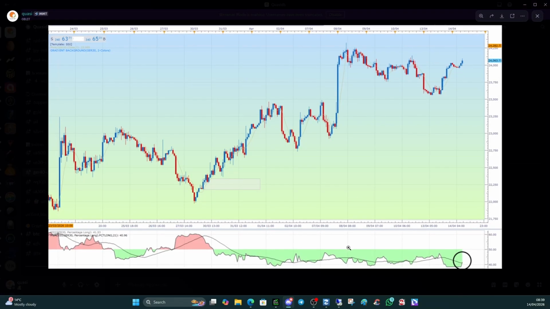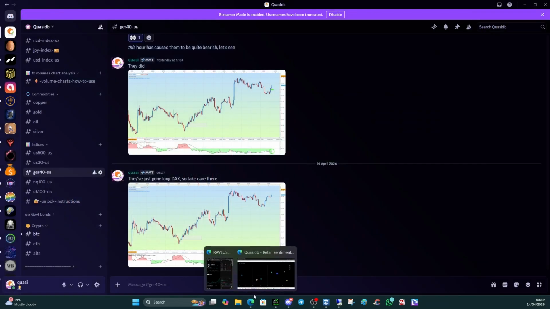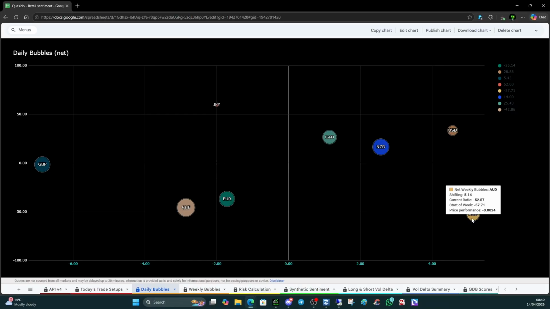And they've just gone long DAX, so just be careful with the Aussie. It could be a bit of a pickle. They've gone fairly long since the FX open, and we've got weak dollar, New Zealand, CAD, strong pound, Swiss, euro.